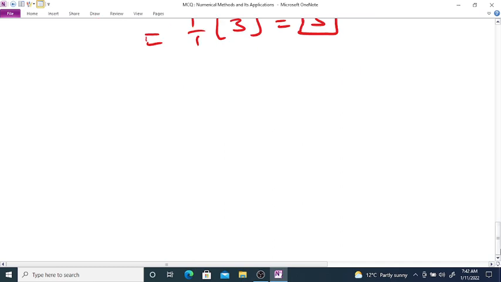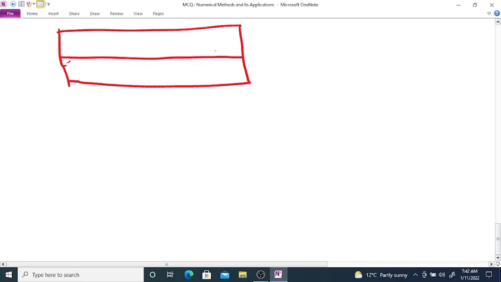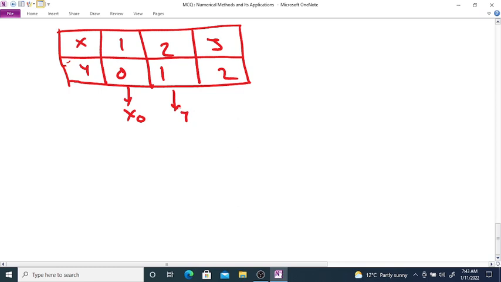Now next, find the initial approximate value by applying the trapezoidal rule on this table, x is equal to 1, 2, 3, y is equal to 0, 1, 2. So this is x0, x1, x2, and y0, y1, y2, and here the given a is equal to 1, b equal to 3, so h is equal to b minus a divided by n.